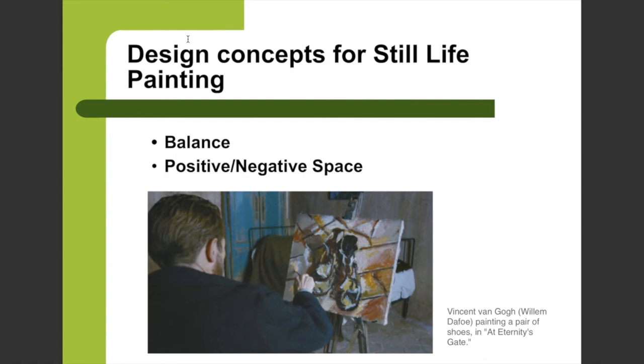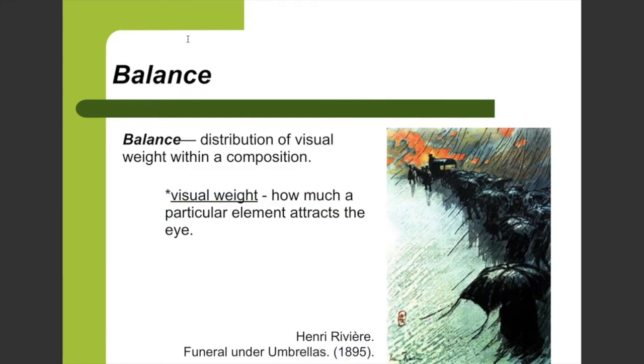Hello class, so before we get started painting, we're going to go over a couple of design concepts that'll be useful for composing your still life. The first concept we're going to go over is balance. This is the distribution of visual weight within your composition. Visual weight is how much something attracts your eye. So we're talking about distributing it, and how much a side of an artwork attracts your attention.